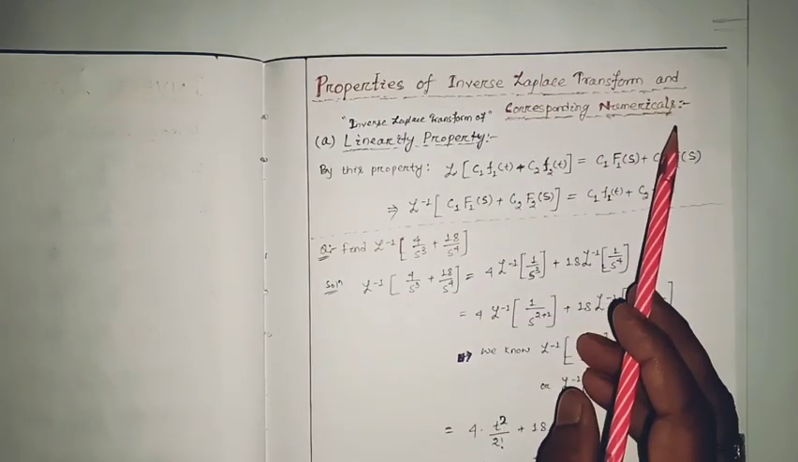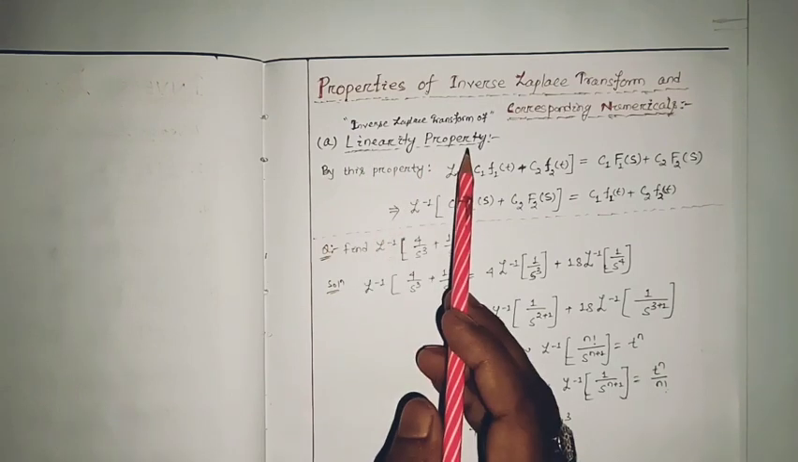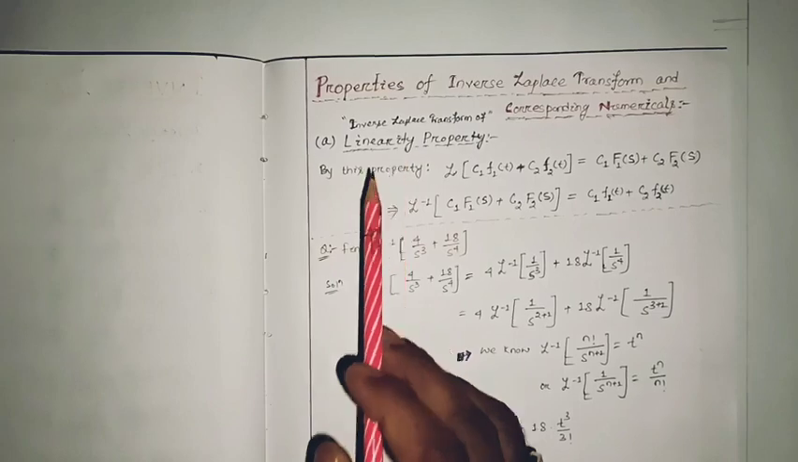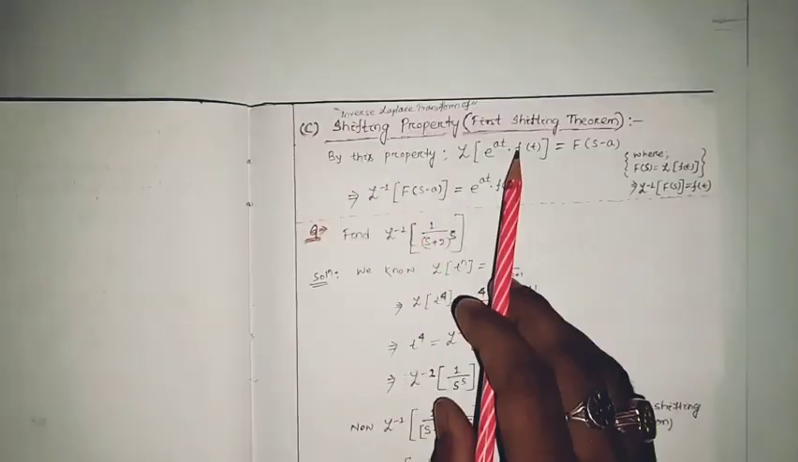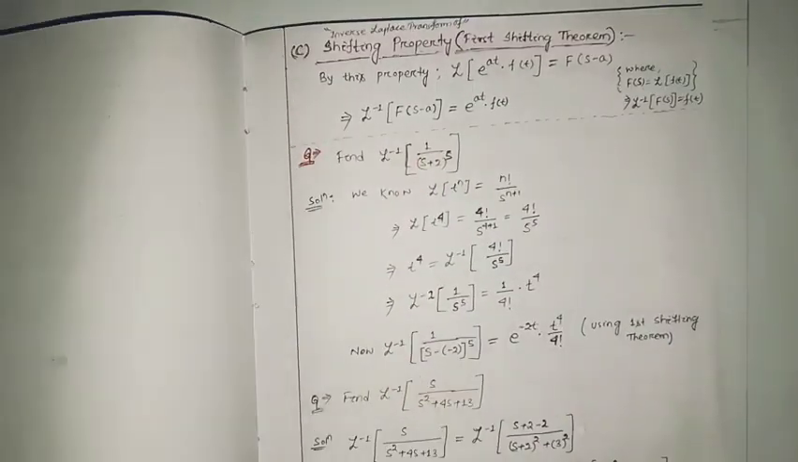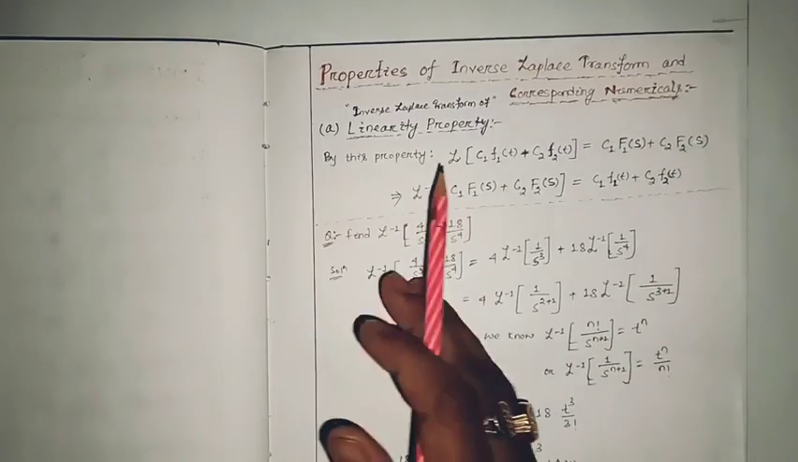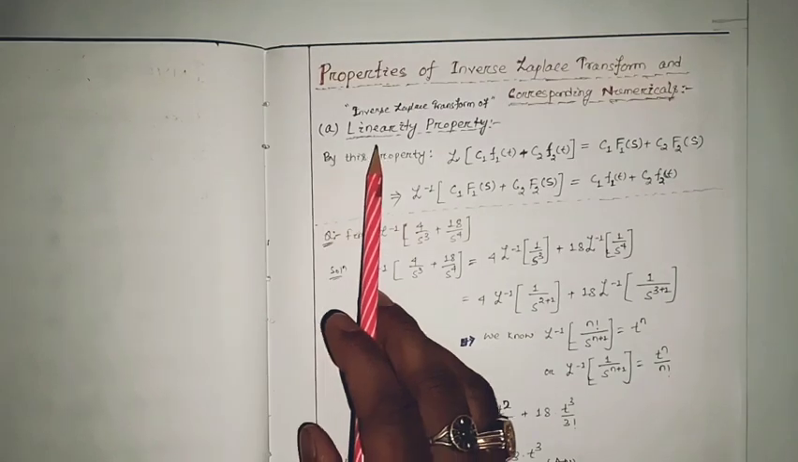Now we are going to move towards today's discussion about properties of inverse Laplace transform and corresponding numericals. Okay, so the first property is the linear property, and what will be the inverse Laplace transform of this property, that we are going to discuss first. Then the change of scale property, then the shifting property, and corresponding numericals also we are going to discuss. So let's start.